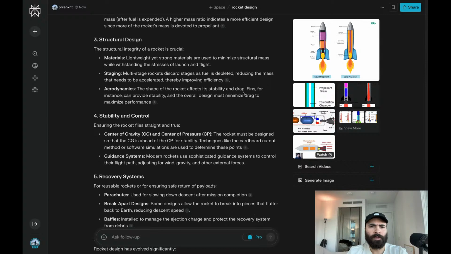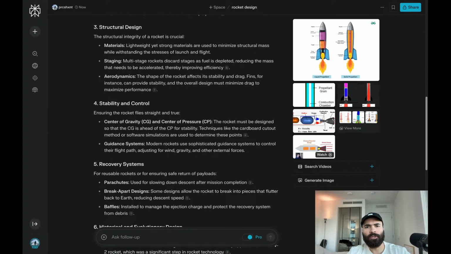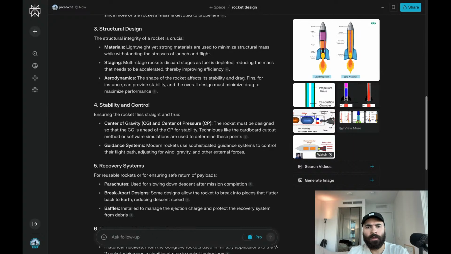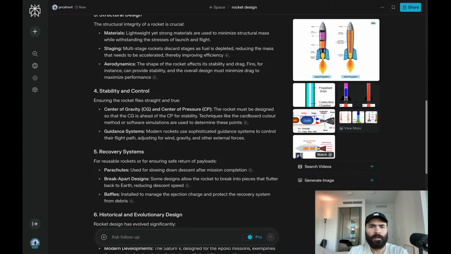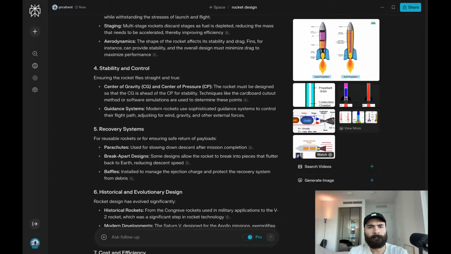Structural designs: lightweight yet strong materials are used to minimize structural mass while withstanding the stresses of launch and flight. Staging: multi-stage rockets discard stages as fuel is depleted, reducing the mass that needs to be accelerated, thereby improving efficiency. Right, because mass and acceleration are inversely proportional.